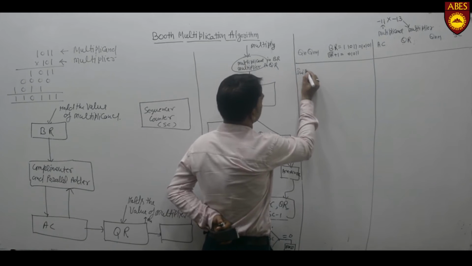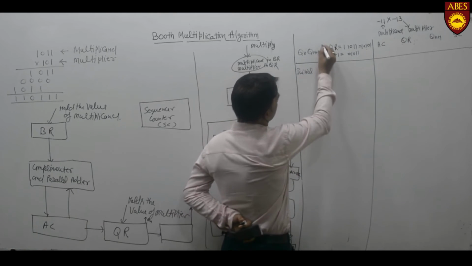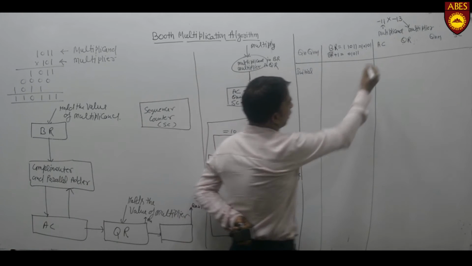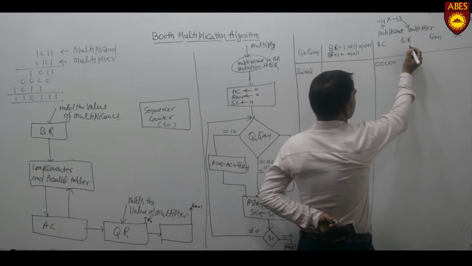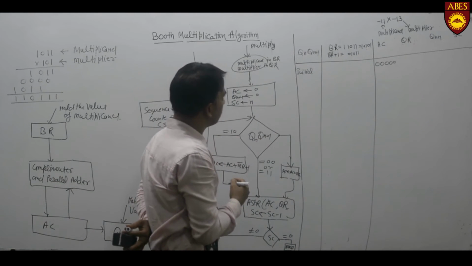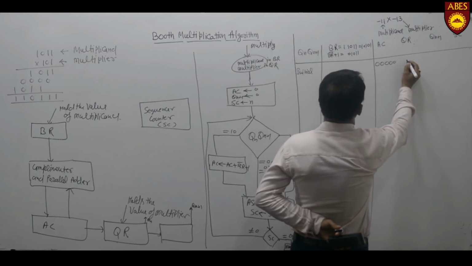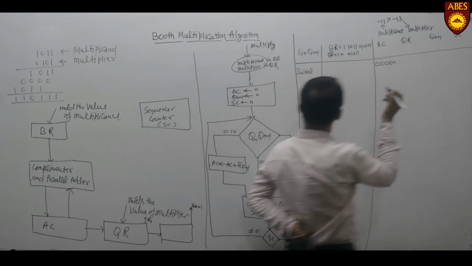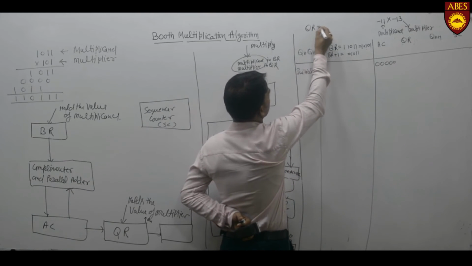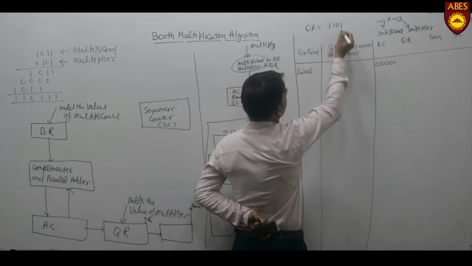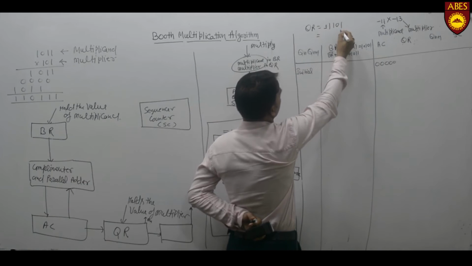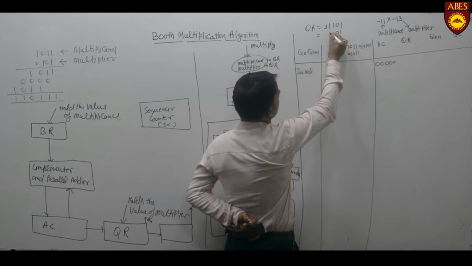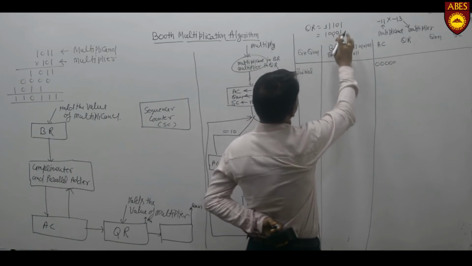Initially, we set the value of AC as 0, and in QR we hold the value of the multiplier. The value of the multiplier is 13. So how can we write 13 here? QR: 1, 1, 0, 1 and the sign bit 1, then the 2's complement of this value: 1, 0, 0, 1. Sorry, it's wrong.